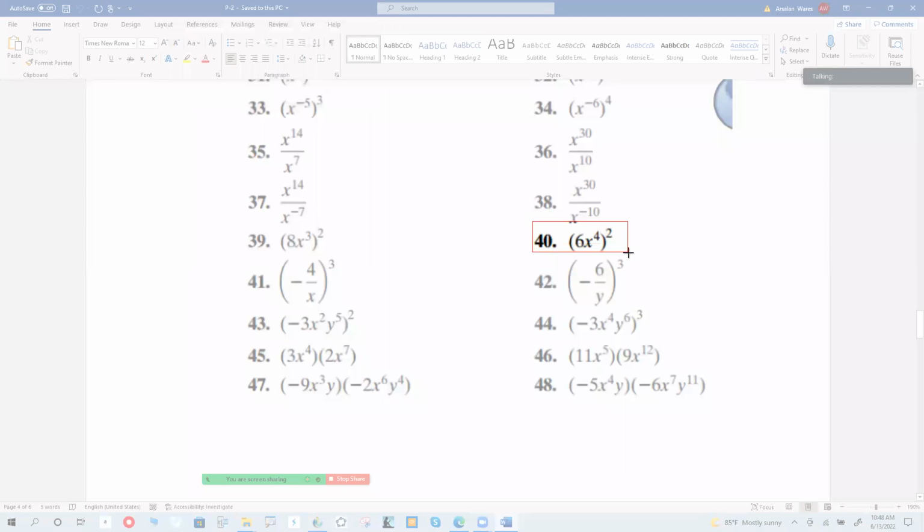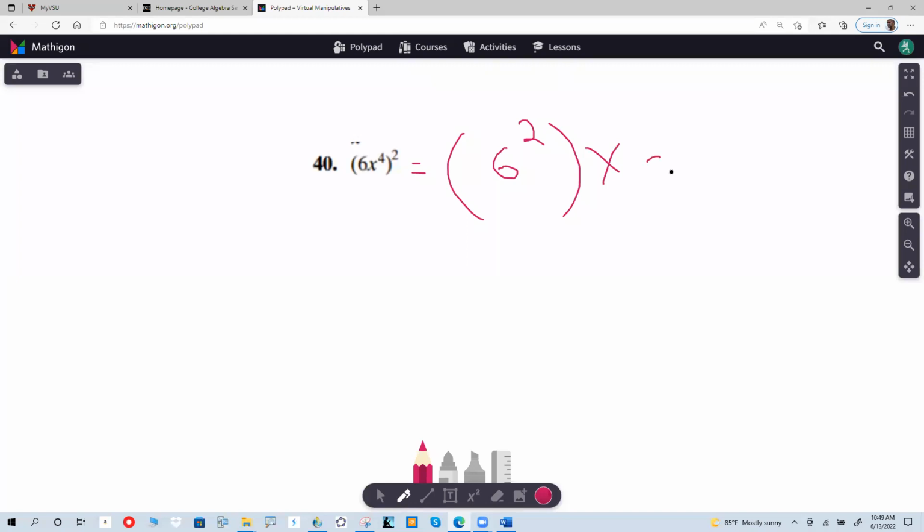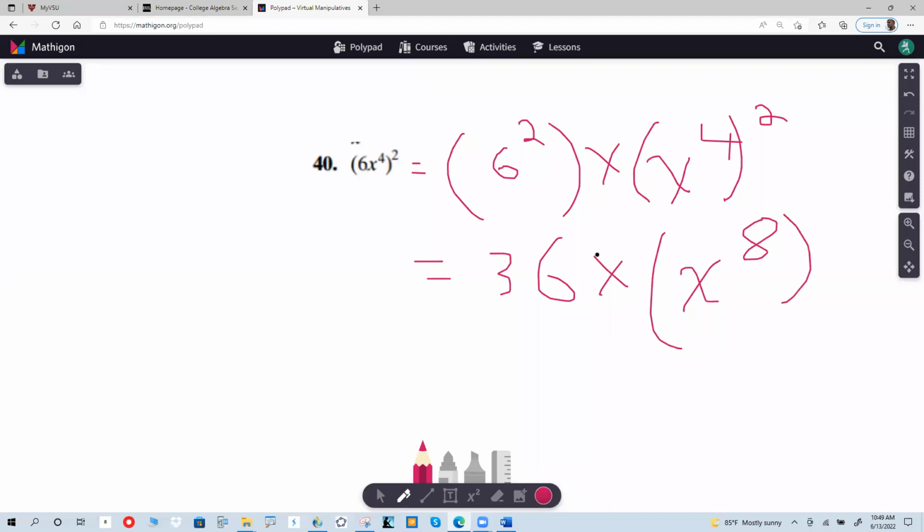Okay, this one is actually interesting. All right, so here, the power of 2 belongs to 6. The power of 2 belongs to 4x to the power 4 as well. So what is that supposed to mean? This is how I'm going to rewrite it. 6 to the power 2 times x to the power 4 times 2 to the power 2. Okay, you have to understand this 2 belongs to everything inside. 6 to the power 2 is 36 because 6 times 6 is 36. And when you have a power, x to the power 4 to the power 4, remember guys, we multiply the powers. So this is actually x to the power 8. Now, I don't like the idea of writing a multiplication sign right next to x. So I'm just going to leave it like this. Done.